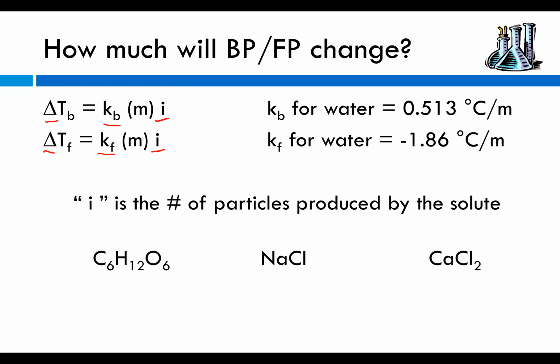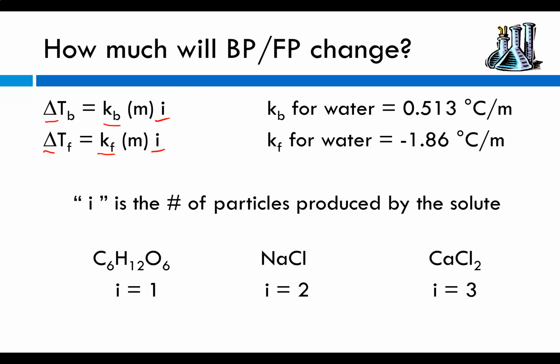All right, for C6H12O6, or glucose, that is a molecular solid with covalent bonds. When I take glucose and put it in water, it will be solvated. In other words, it will be surrounded by water molecules, but the water molecules can't pull that molecule apart. So i is equal to 1.